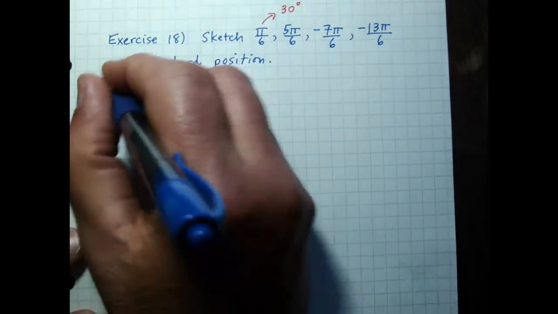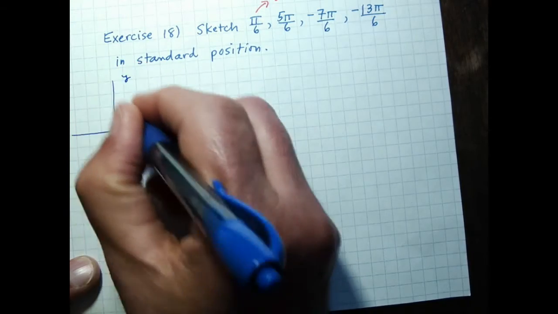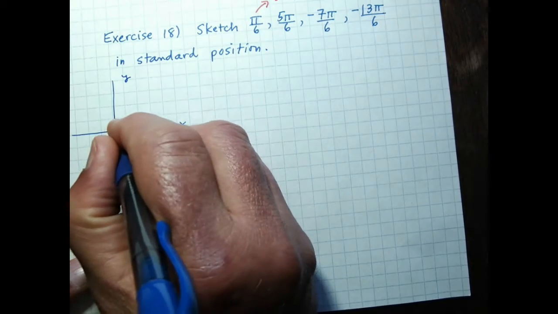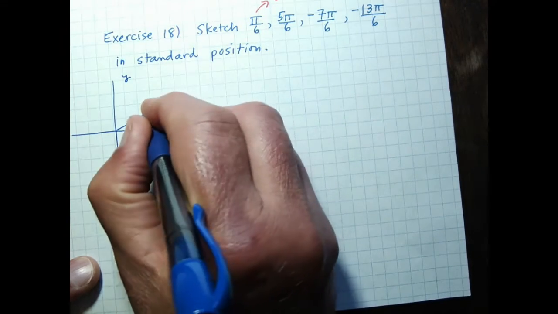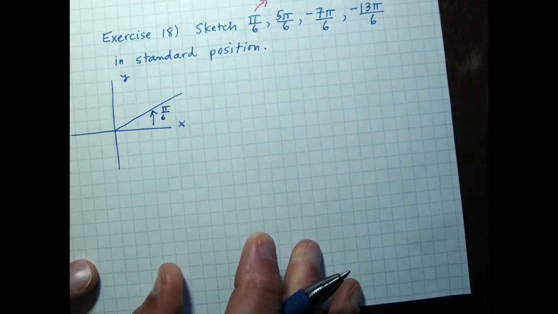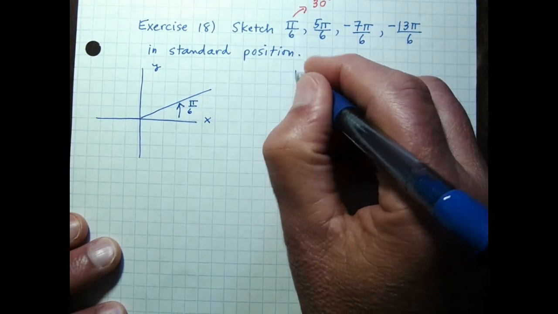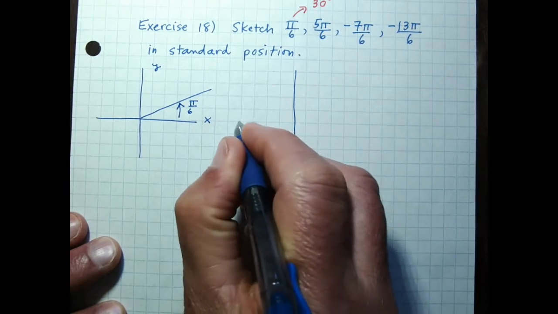First, pi over 6. Now again, you don't have to do it super accurately, but you want to know it's certainly less than 45 degrees, right? So pi over 6, terminal side in the first quadrant, same as 30 degrees. 5 pi over 6, I got to think about a little bit.